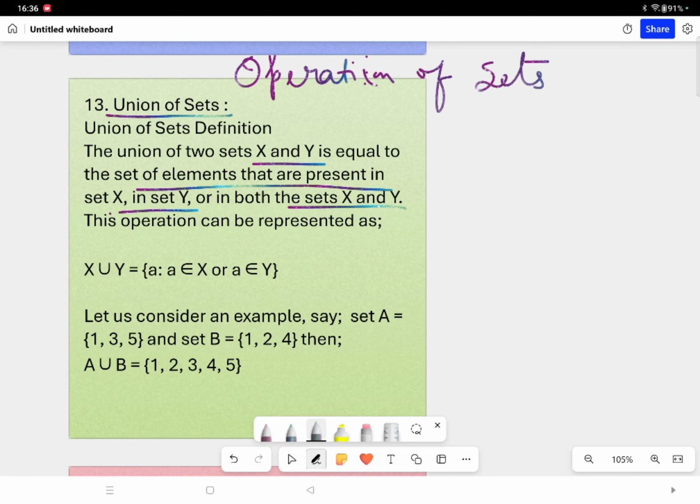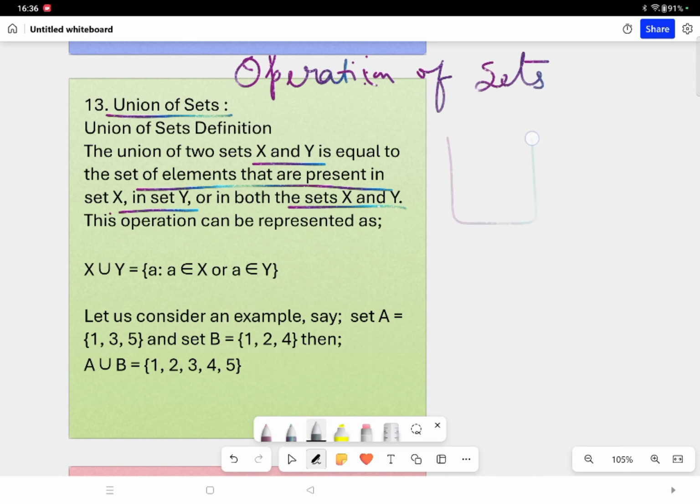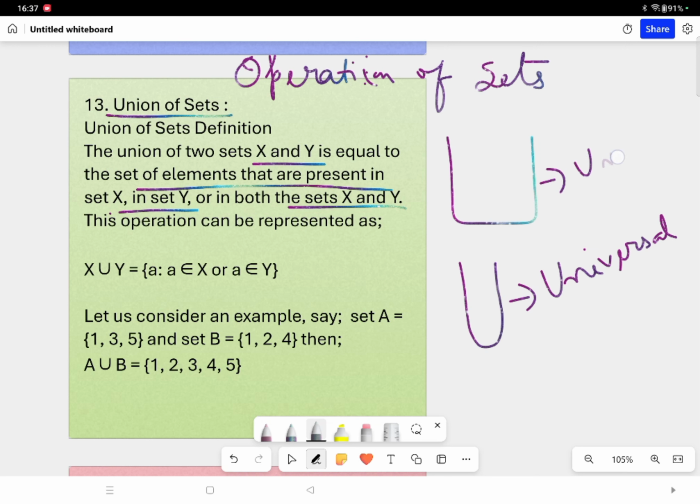In mathematical form, this is the sign of union. It's a U form, not the exact U form, because the universal set is also written as U. What is the difference between union of sets and universal set? This is the union sign, and this is the sign of universal. So don't get confused when you find the two signs.